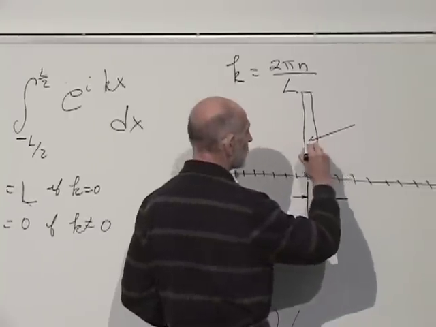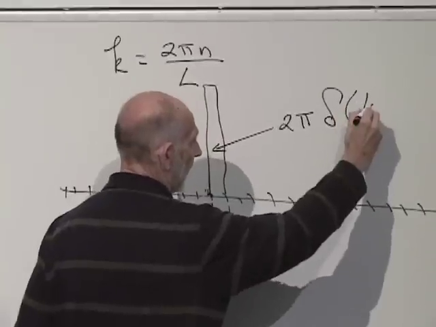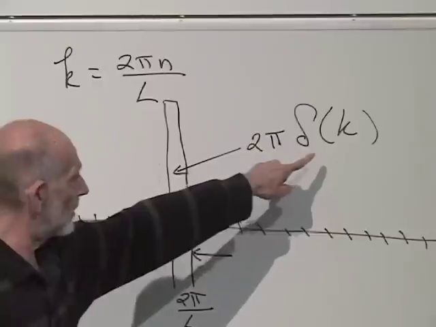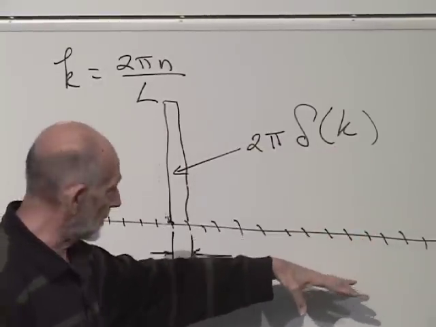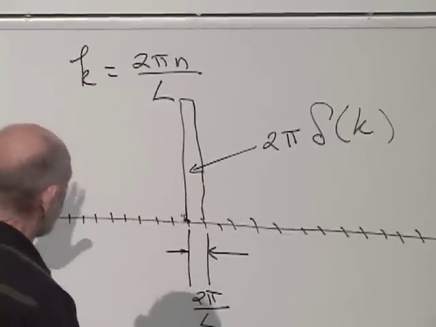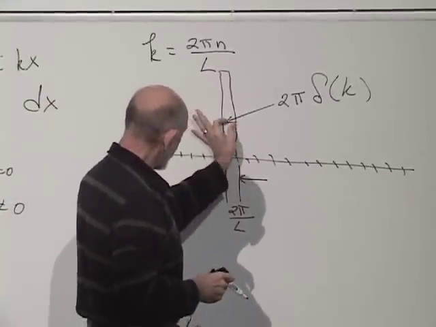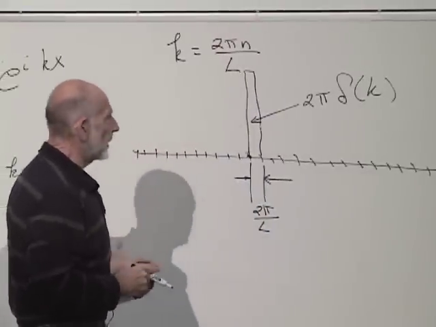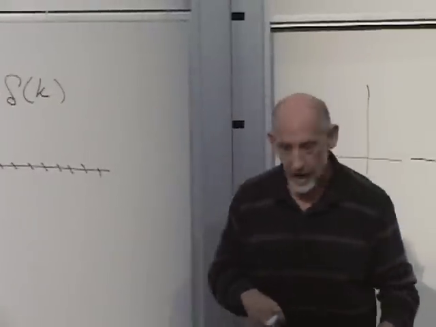This function here is 2 pi times delta of k. Why delta of k? At k equals 0, it's not equal to 0. At k equal anything else, it is equal to 0. Now, what is the meaning of this? The meaning of this is in the limit of very, very large L. This becomes a very, very narrow, very, very high function whose area is equal to 2 pi. Okay. We'll keep that in mind as we go along.